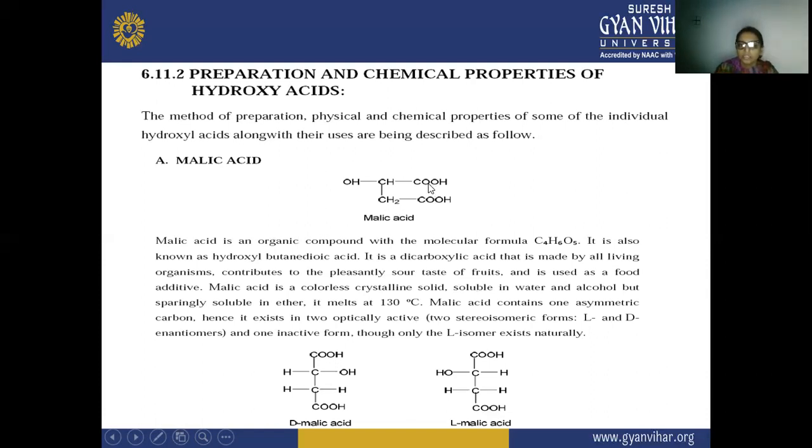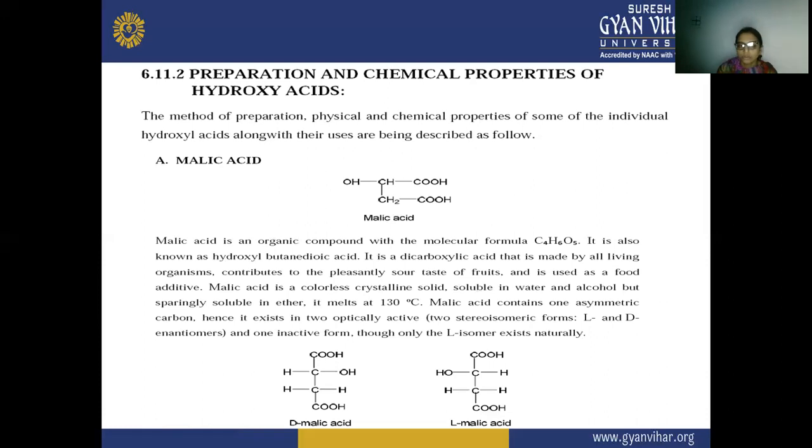So it is a dicarboxylic acid. You can see that two carboxylic acid groups are present in this structure. It is made by all living organisms and contributes to the pleasantly sour taste of fruit. Due to its presence, there is a sour taste in fruits.